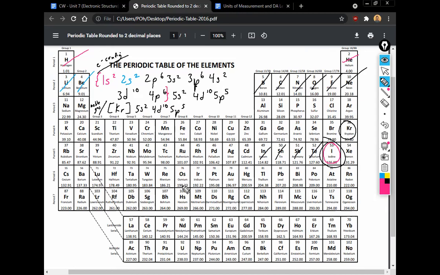Okay. And that's pretty much it. Yeah, so we just need to look at the noble gas that's behind it, that's closest. If you look, iodine is right next to xenon, but the closest one behind it is all the way back here where krypton is. So we just replace everything that krypton can explain, which is basically everything from 1s2 to 4p6, because krypton is at 4p6. And then we just write 5s2, which is right here, 4d10, which is right here, and then 5p5, which takes us to iodine.